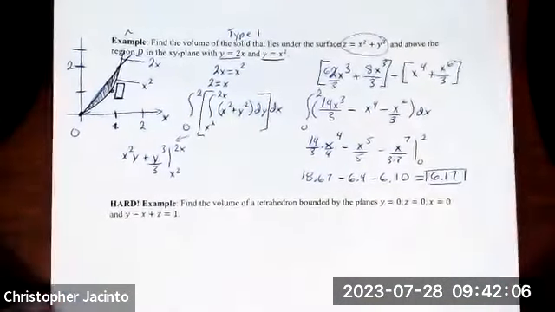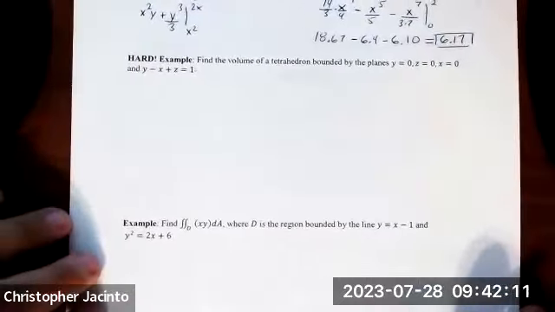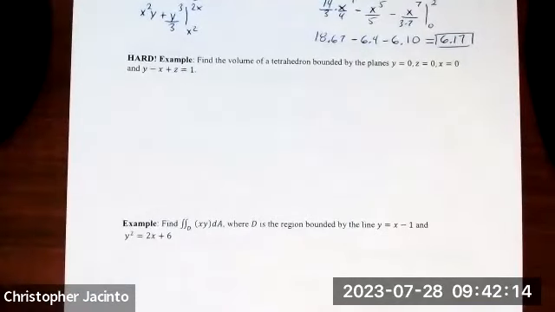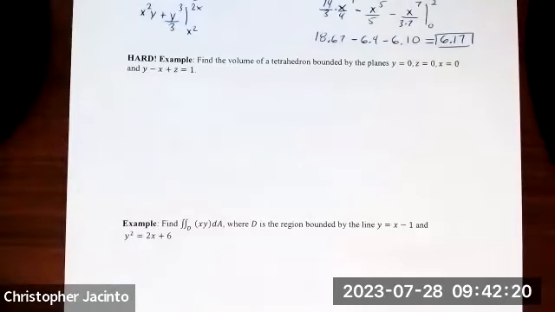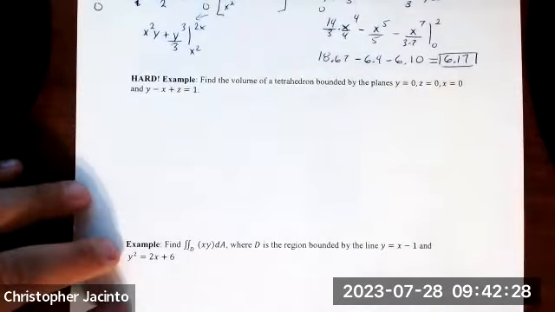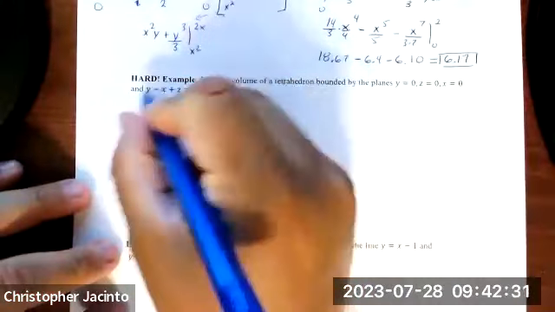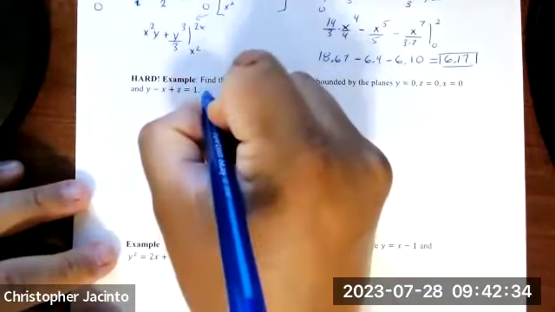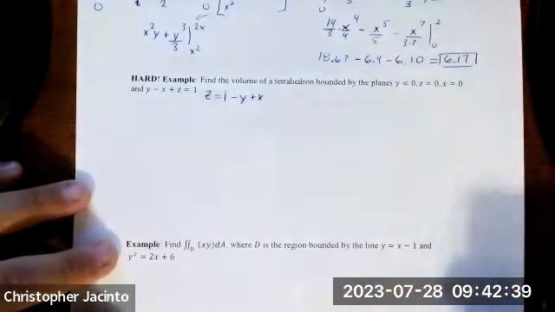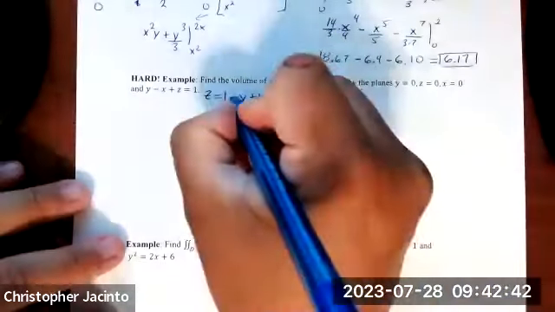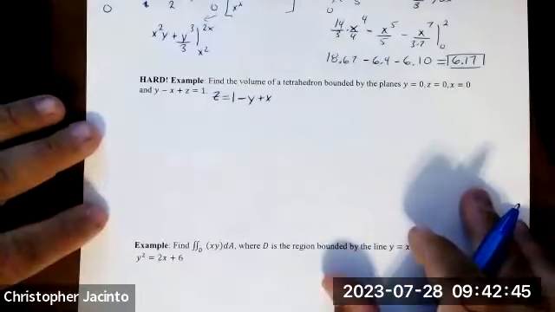Okay. Now let's go over a little hard one. I put hard for a reason. Yep. So find the volume of the tetrahedron bounded by the planes y equals 0, z equals 0, and x equals 0, and y minus x plus z equals 1. Okay. So let's first rewrite this in terms of z. So just bring everything else except the z over, right? Okay. So what's going on here?